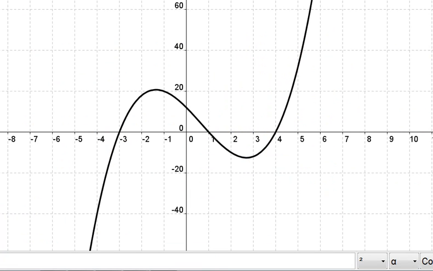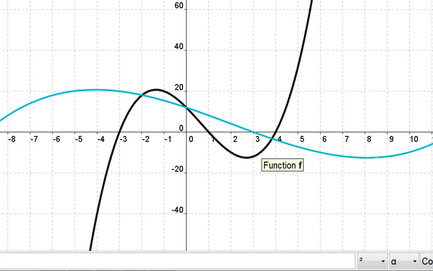Graphically, we get the teal graph that you see. So that has effectively stretched our graph horizontally by a factor of 3. Notice we still have the same outputs for max and min points. They've just been stretched out.